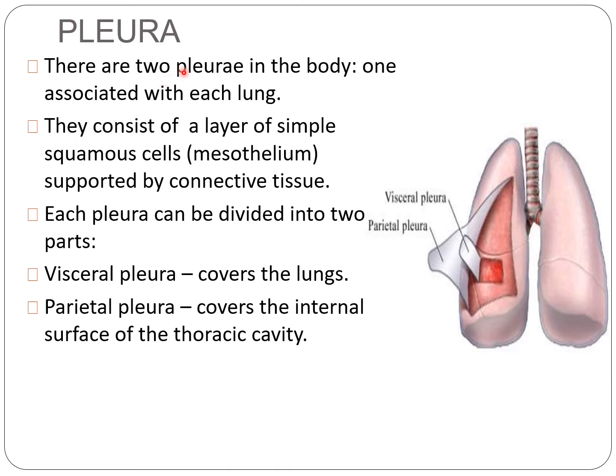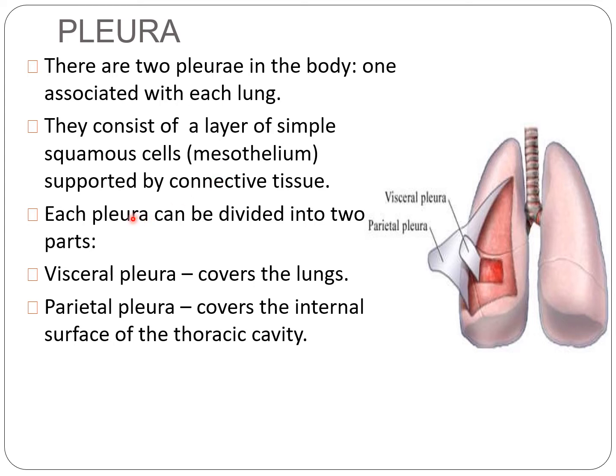There are two pleurae in the body, one associated with each lung. This is the right lung, this is the left lung. Each lung is covered by pleura. They consist of a layer of simple squamous epithelium supported by connective tissue. So pleura is made of simple squamous epithelium that is called mesothelium, and it is also supported by connective tissue.